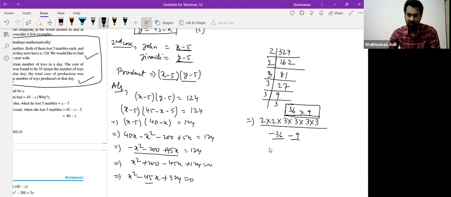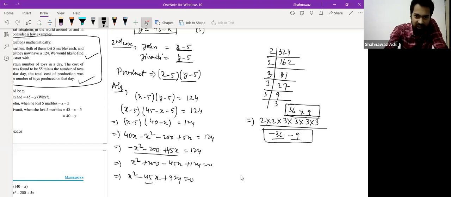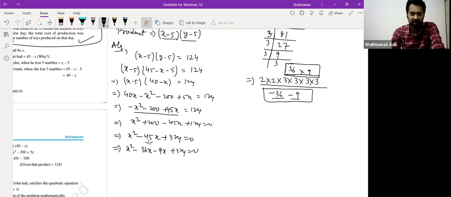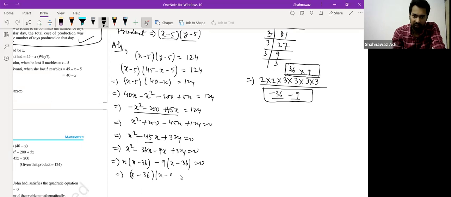Ahmad? Yes, sir. Did you understand this part? Yes, sir. Right, so these would be the two factors. So x square minus 36x minus 9x plus 320. Minus 36 minus 9 is minus 45, and we already know this would be that. So x minus 36 common and x minus 9. So x is 36 and x is 9.